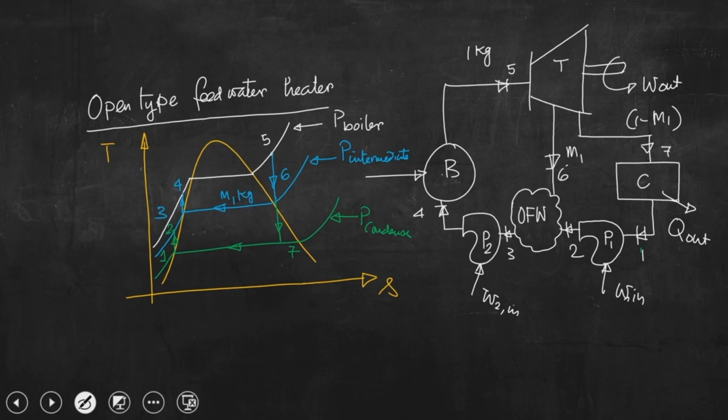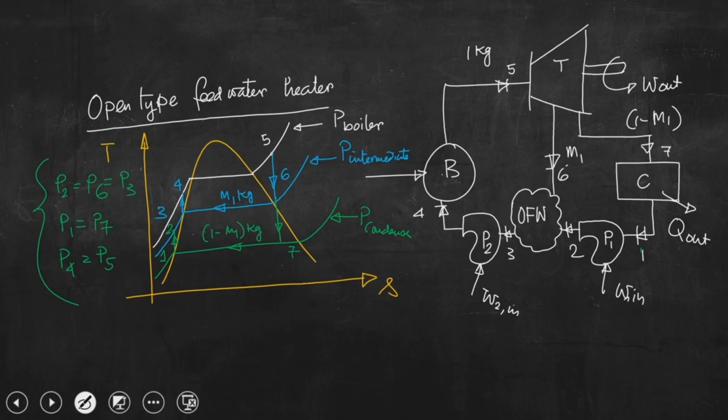Basically, this collected condensate should be pumped to raise the pressure up to the intermediate pressure, that is P6. So, P2 equal to P6. I am writing P2 equal to P6, P1 equal to P7, and P3 equal to P2 equal to P6, and P4 equal to P5. So, this is 1 minus M1 kg.